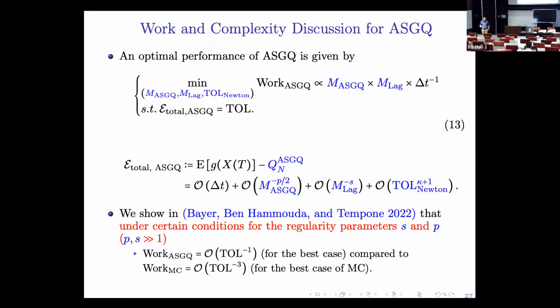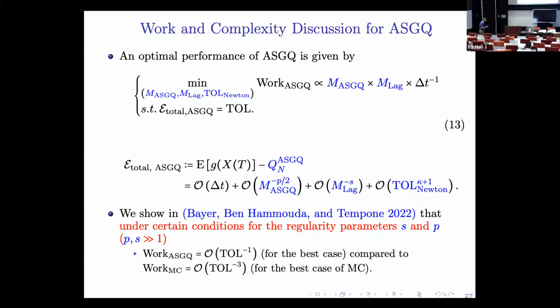Now, to get an optimal performance of the adaptive sparse grids, you want to minimize the work. Here the work will be of order the number of quadrature points used in adaptive sparse grids, times the number of Laguerre quadrature points for the numerical pre-integration, times the number of time steps. And you want to minimize this subject to your total error fulfilling a certain tolerance.